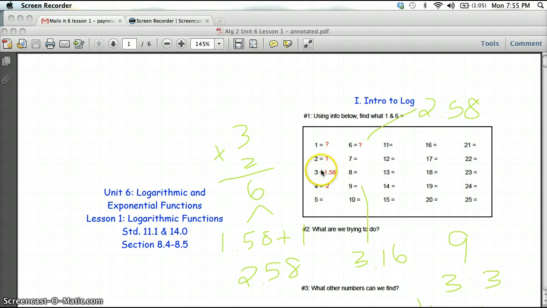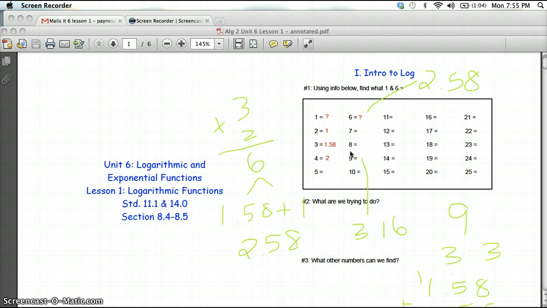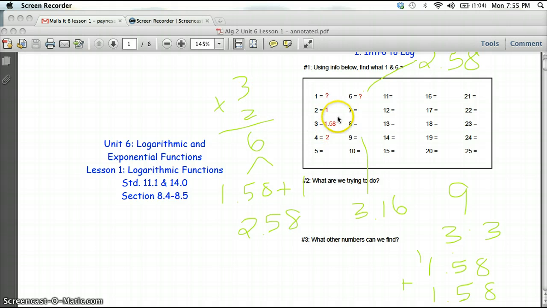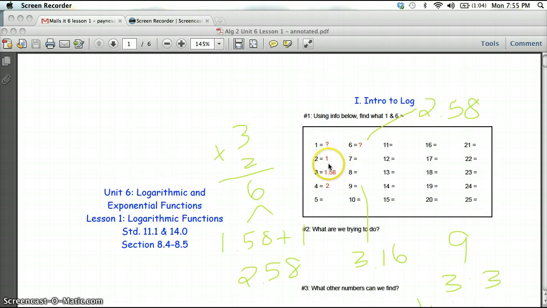So this number here would represent 2 to the 1.58 is 3. This number here would be 2 to the second is 4. Now, how do we figure out 6? Now what you do is you take two numbers that multiply to equal 6, and those are 3 times 2. And now you look at 3 times 2, so we look at 3. The exponent is 1.58. And we look at 2 and we see the exponent is 1. So 1.58 plus 1 is 2.58. So 6 is 2.58, and it reads 2 to the 2.58 is 6.